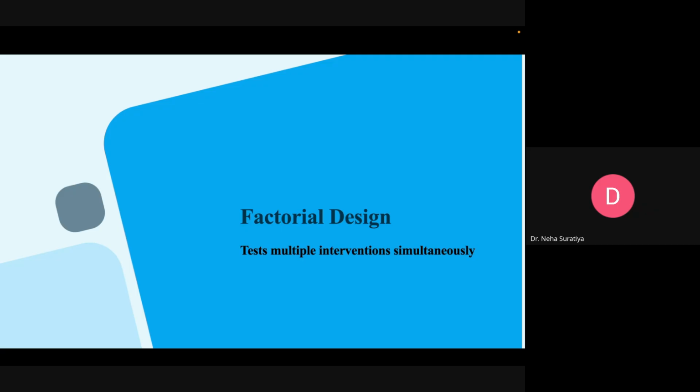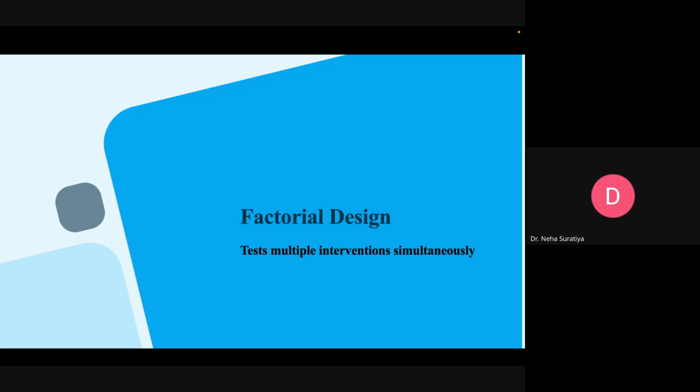Limitations are only, to a large extent, that it is a little bit complex. Planning and analysis are more difficult. Interaction can happen, right? So treatments may interact with each other. For an example, one intervention may enhance or reduce the effect of another one. That is the risk factor.